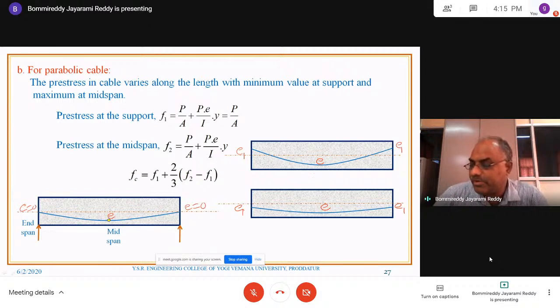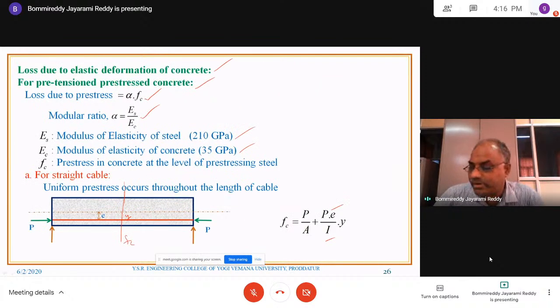So if the cable is parabolic in nature, we compute the value of the stresses at different points. Compute the value of F1, compute the value of F2. Because here eccentricity is varying, Y is also varying. So the stress from one end to the other end is varying, and we have to consider the average value as the FC value. In the previous case, I already made some statement. You can look at here: uniform pre-stress occurs throughout the length of the cable. Uniform stress occurs, so that's why we are using FC.